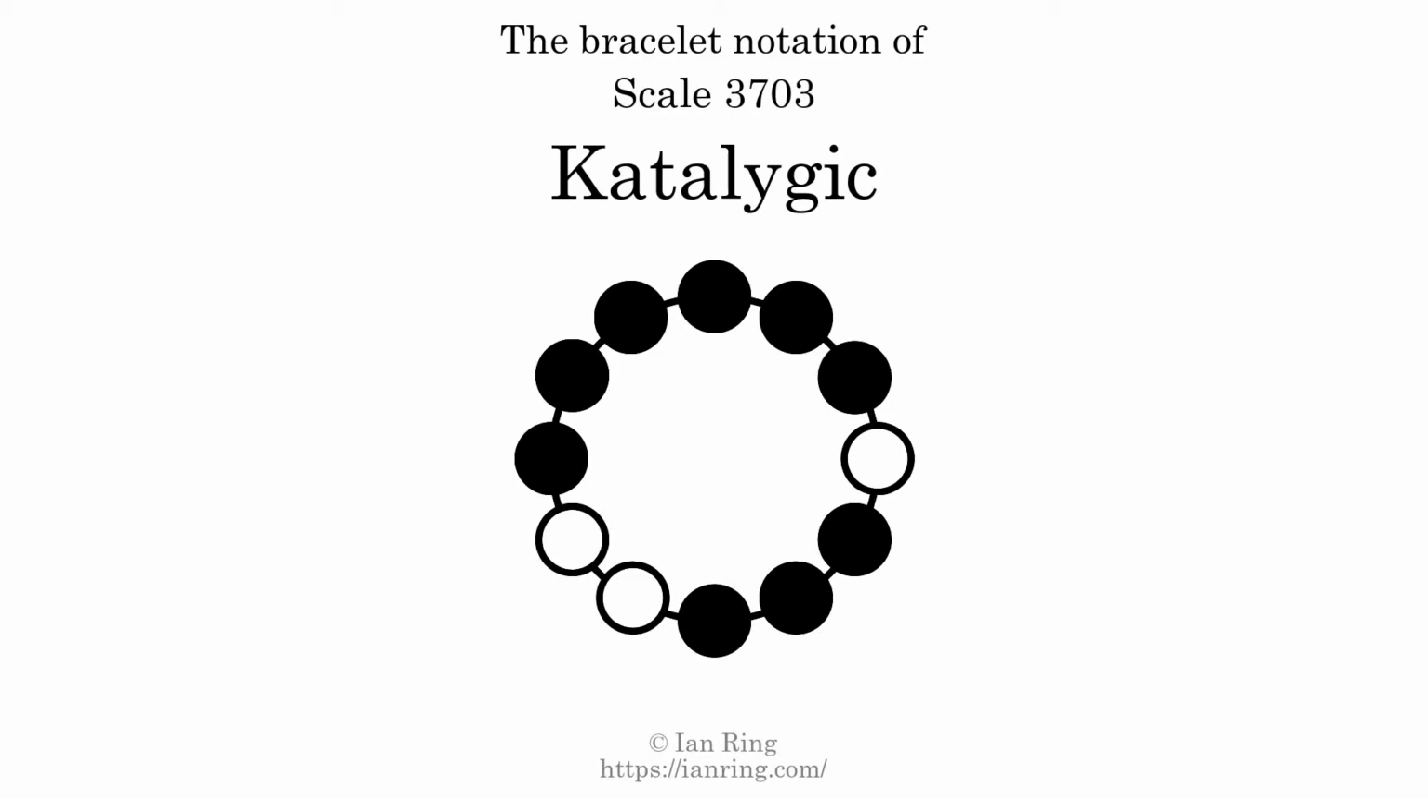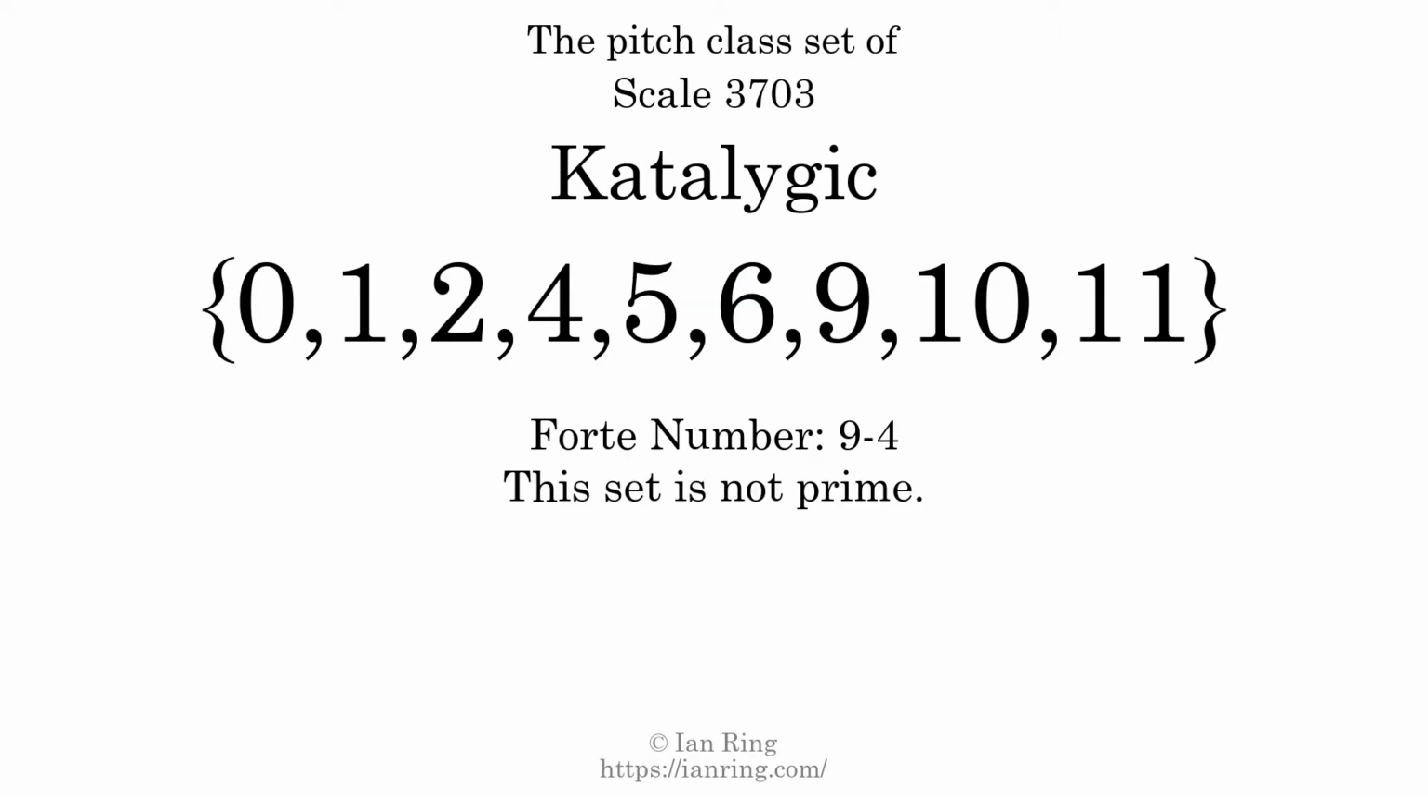This is a bracelet notation diagram of scale 3703. The shaded circles represent tones that appear in the scale, and they are read clockwise, starting at the top. The pitch class set for this scale is 0, 1, 2, 4, 5, 6, 9, 10, 11. The forte class is 9-4. This set is not prime.